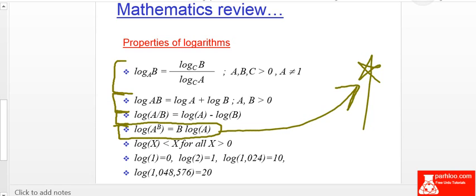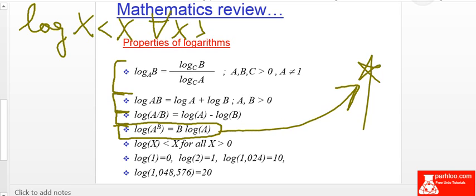Log of x is less than x for all x. ये क्या कह रहा है यार कि log of x is less than x for all x greater than 0. इस बात का क्या मतलब हुआ? Let me show you first for your understanding. मैं आपको log of x का ग्राफ दिखाता हूँ.